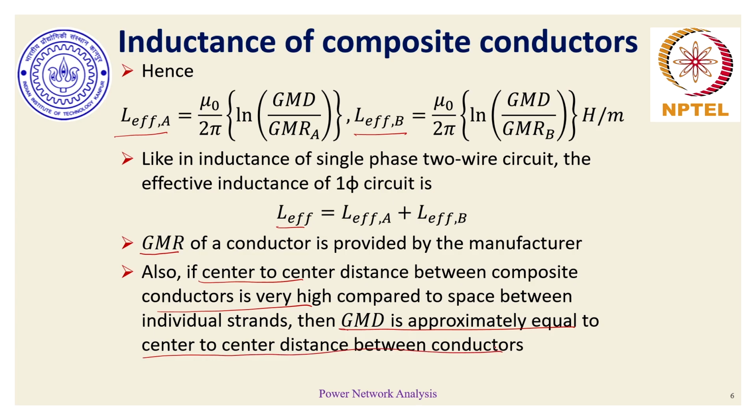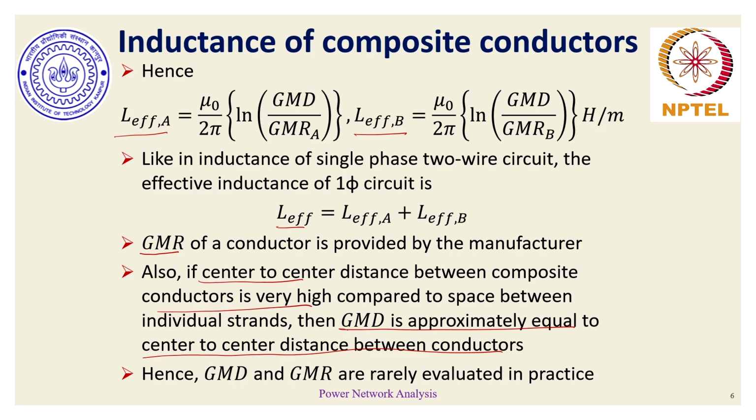The center to center distances are the effective centers or equivalent centers. So in a nutshell, GMR and GMD are rarely evaluated in practice. They are mostly commonly available. The GMR part is from the manufacturer, whereas for GMD one can approximate the evaluation by considering fictitious center to center distance between the conductors themselves. One who still wants to very precisely and accurately evaluate inductance is most welcome to make use of those inductance expressions with GMD being the root of some distances.